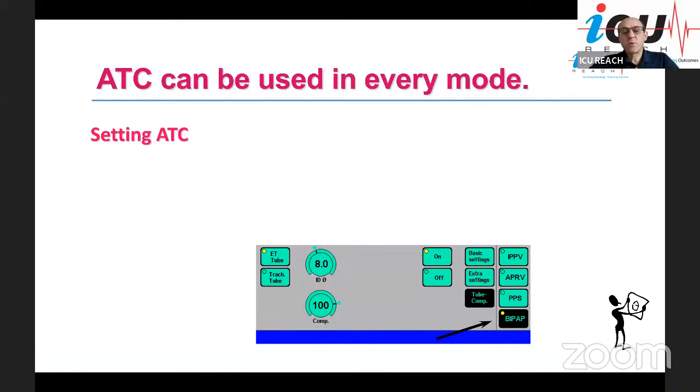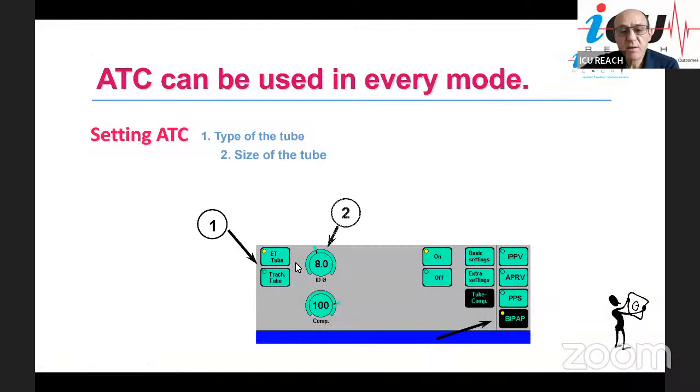So before, it's different from one machine to another. In this specific ventilator, the way you set ATC is by selecting first what type of tube you have. Are you dealing with an ET tube, or a tracheostomy? And then you need to select the size of the tube and how much you want to compensate. Do you want to compensate 50%, 80%, or 100%?